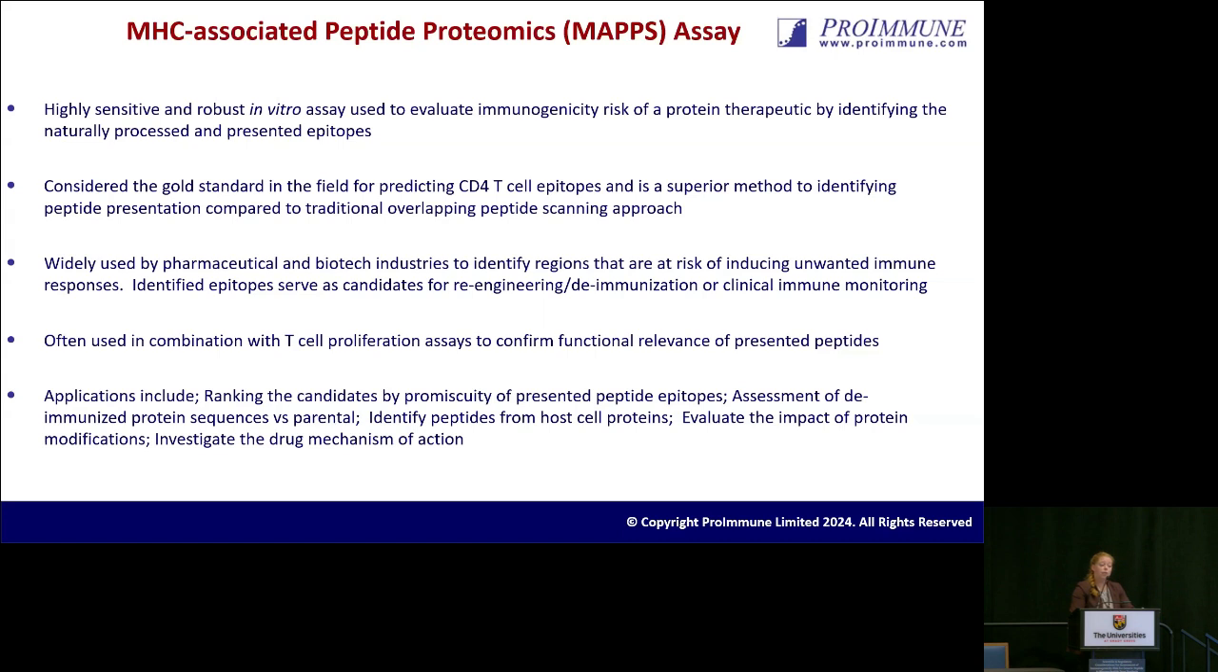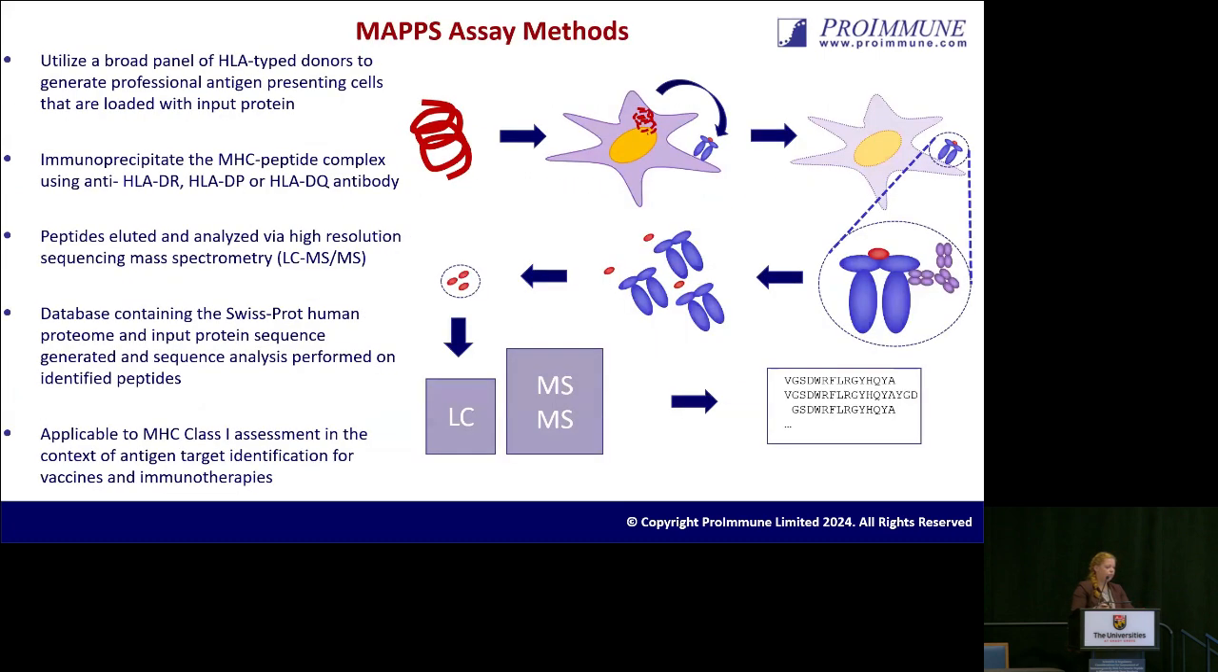And then it is quite a versatile assay. It's been used in a number of different applications to address different questions, including ranking your protein candidates by promiscuity of those presented peptide epitopes, to assess deimmunized protein sequences compared to the parental sequence, to identify peptides from host cell proteins, to evaluate the impact that protein modifications can have on that peptide presentation profile, and then also to investigate the drug's mechanism of action.